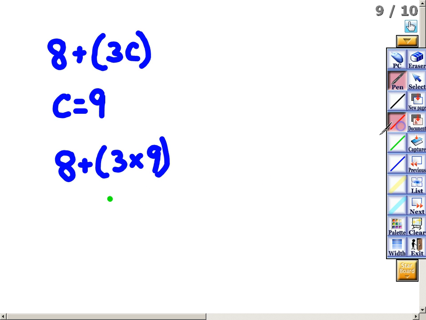We don't just write 3, 9 because we're not dealing with a variable anymore. Okay, so now that we have this written out, we're going to first of all start with the number in parentheses. 3 times 9 is going to give me 27. Then we can just drop our 8 along with the addition sign. 8 plus 27 will give us 35 for the answer.